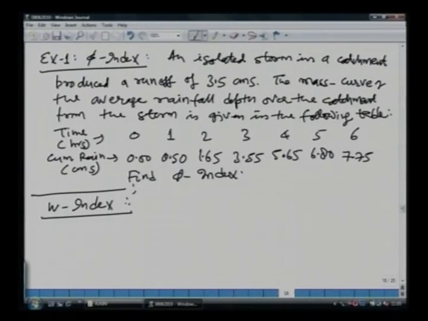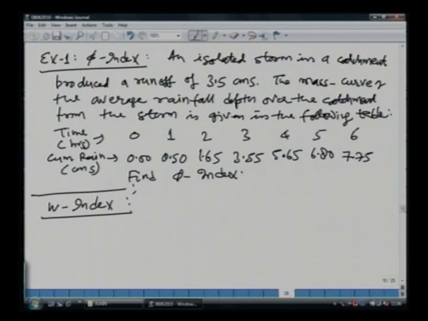I am sure you may have seen this earlier in your undergraduate hydrology. In the W index, the only difference from the phi index is that the phi index does not account for the initial abstractions. What do we mean by the initial abstractions? The initial abstractions are the interception storage or the depression storage, the initial losses from the precipitation. The W index does account for that. So, if you have some estimate of these initial abstractions, we can use the W index, which will be slightly more accurate than the phi index.